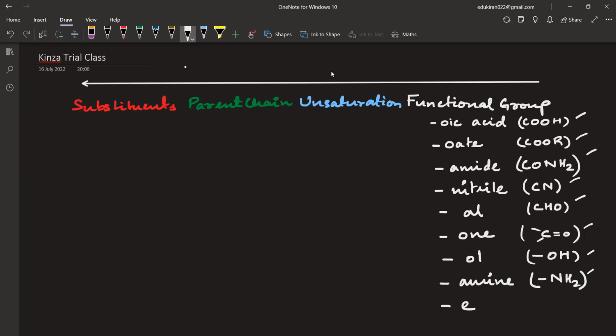What will be the functional group if nothing is present? Tell me. E. You will represent the absence of a functional group with e. Is that clear? Yes or no? Tell me, Kinza.